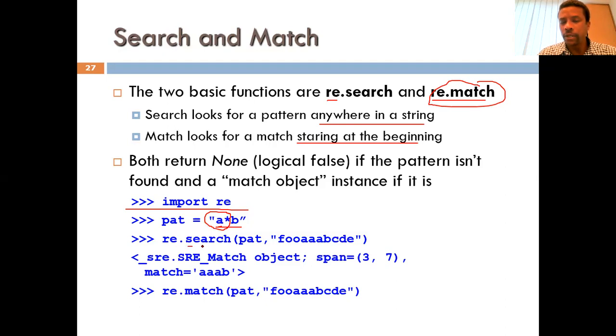So for example, if you search, A can appear zero or more times, but it has to end with B. And the result is that it is found from the search up to the seventh index. This is index zero, index one, index two, 3, 4, 5, 6, and 7. So the match is AAAB.